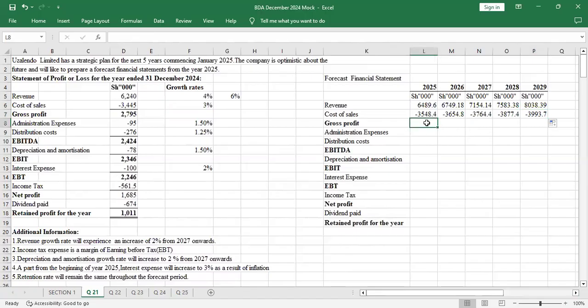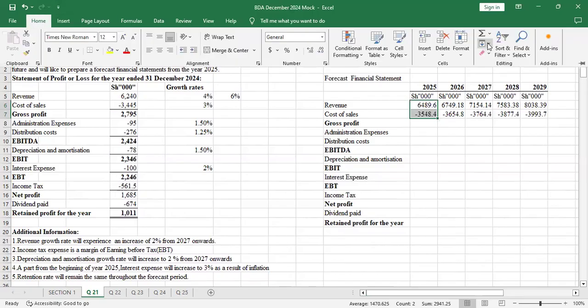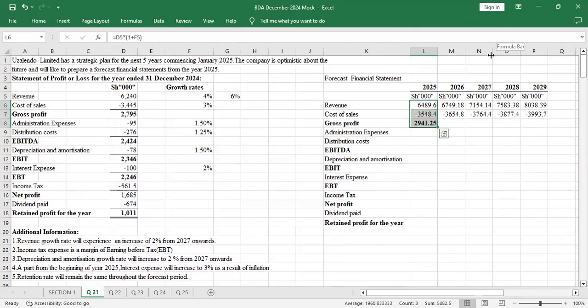Therefore, the gross profit will now be revenue minus cost of sales. Because cost of sales is already negative, I'll sum revenue and cost of sales. So I just highlight that, then you go to the arrow, the auto sum, sorry. Then you just sum. So you get that value as 2941. Then you drag, and you will get all those values. So I'll go to the next item.